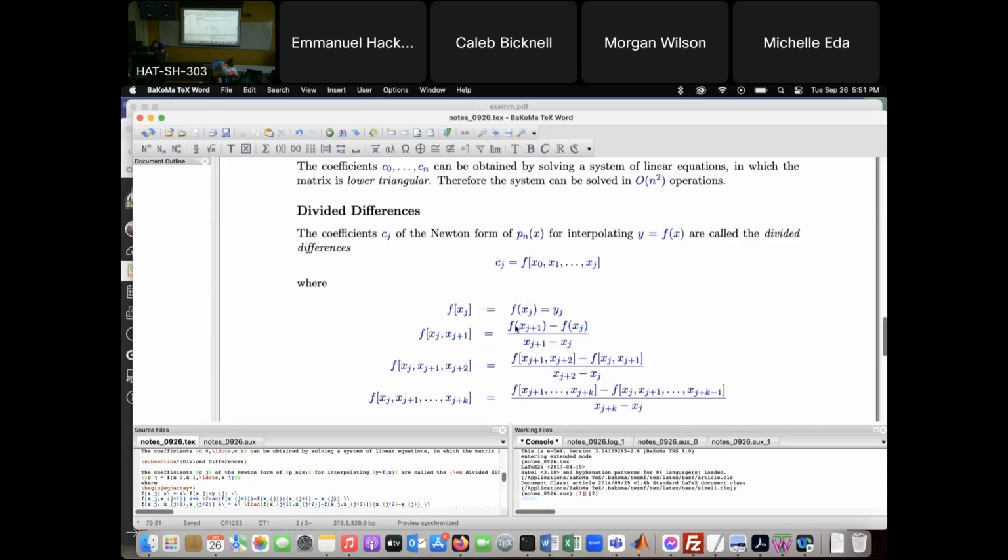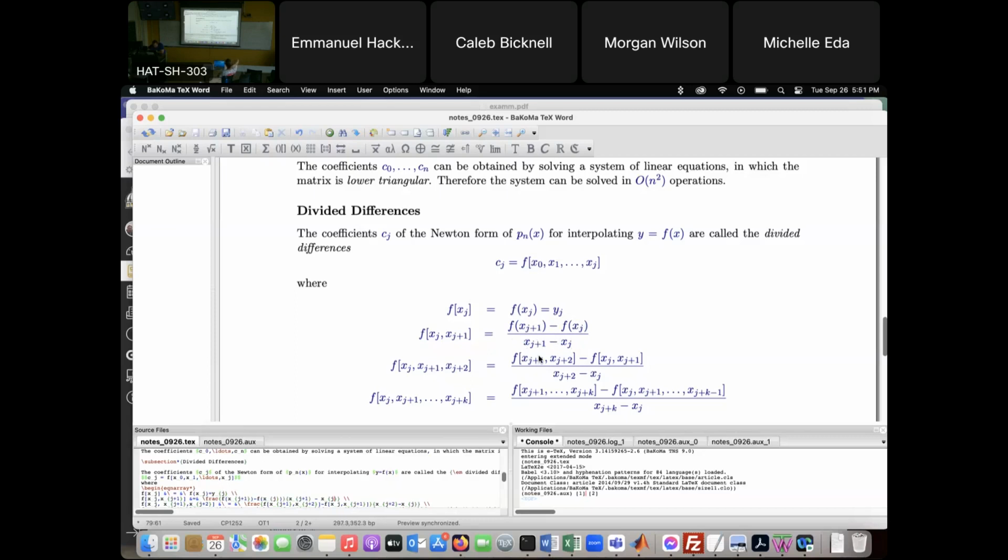Can anyone tell me what this kind of difference quotient resembles? What it might remind you of? Limit? Oh, derivative. Yes, derivative. By the mean value theorem, this is equal to a derivative at a point in between. So it's a difference of f values divided by a difference in the corresponding x values. And this is where the name divided difference comes from.